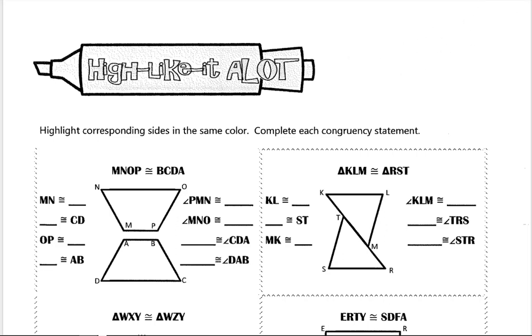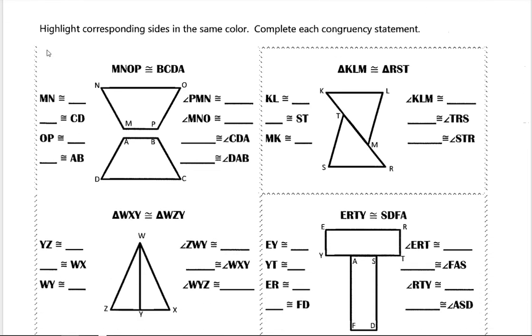Can this highlight it a lot? We need to highlight the corresponding sides based on how the congruence is named. Basically, the letters in order show the matching parts. And then we need to fill in the blanks.